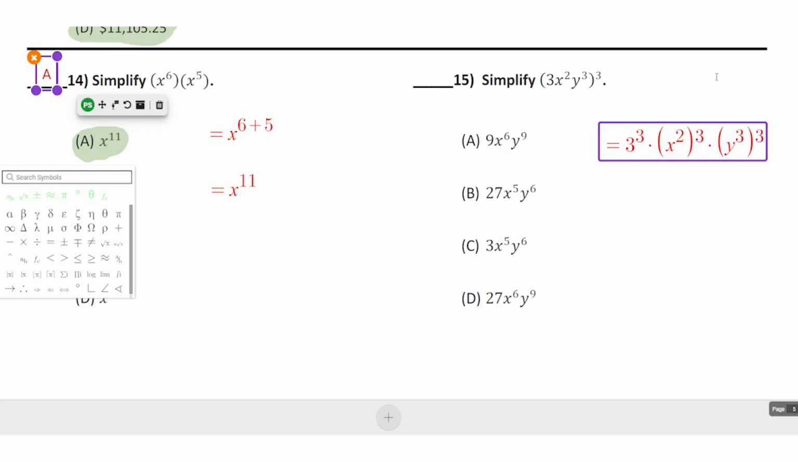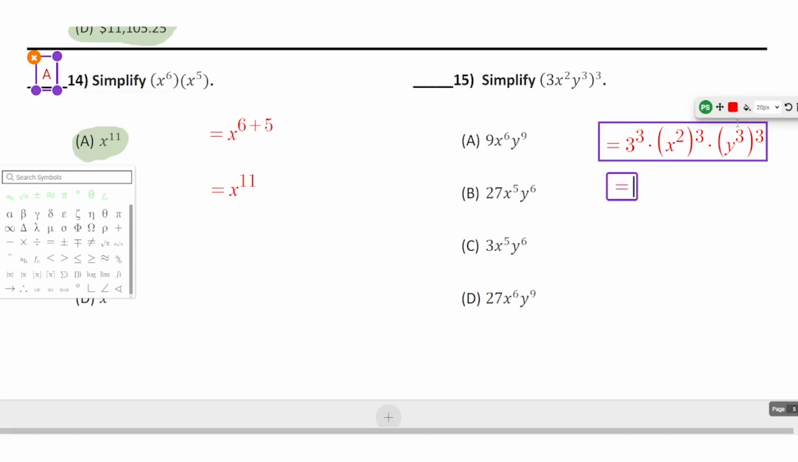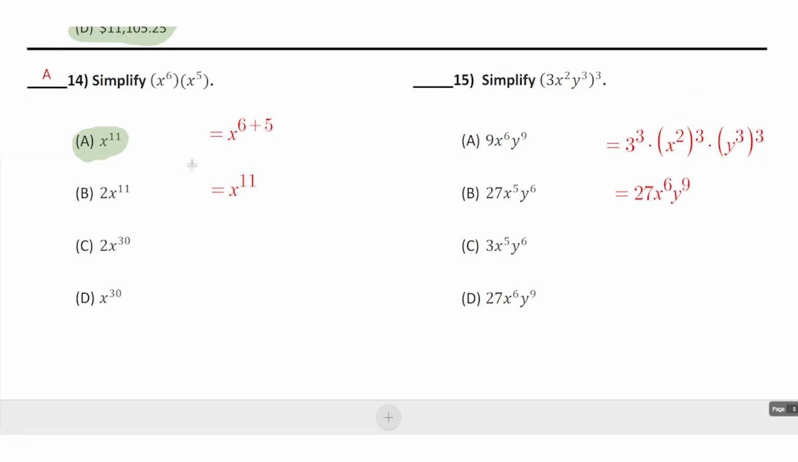I'm going to simplify this by multiplying these powers and also do this little arithmetic here. So 3 cubed, 3 times 3 is 9, times 1 more 3 is going to be 27. And then we have times x to the 6th power, times y to the 3 times 3 is 9th power. And that's it. That's going to be our answer for number 15. Let's look for it. Right here, D.